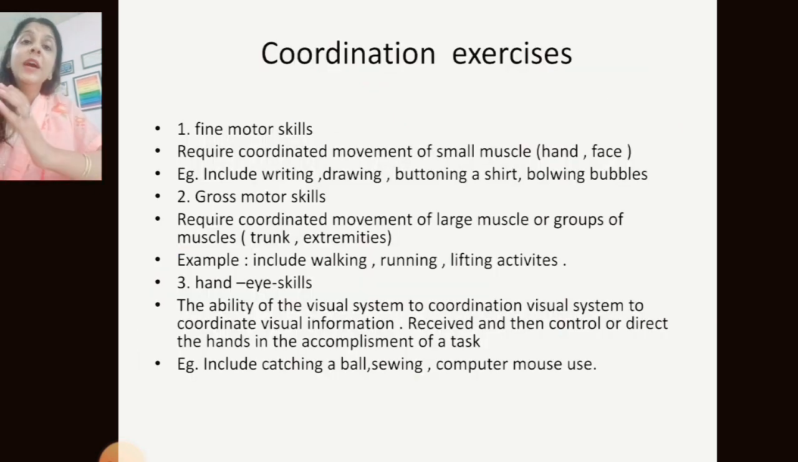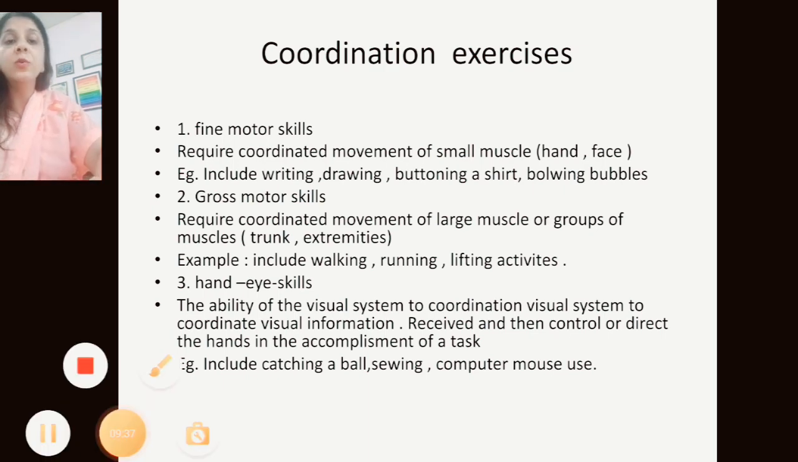I hope you understood the concept of coordination, what the structures responsible for coordination are, what tests are useful, and what exercises and protocols improve coordination. So that is all about coordination and the cerebellum. In my next video we will come up with a new and very interesting topic that is beneficial for our society as well. Till then, thank you so much.